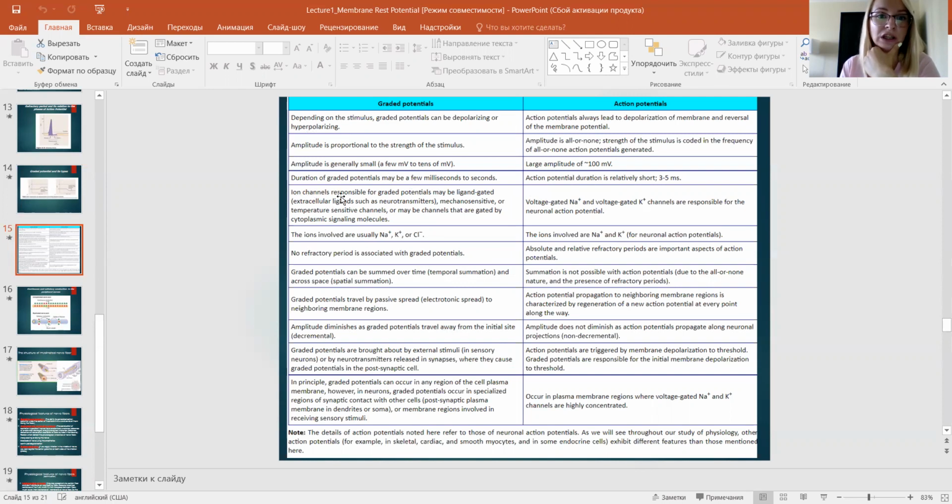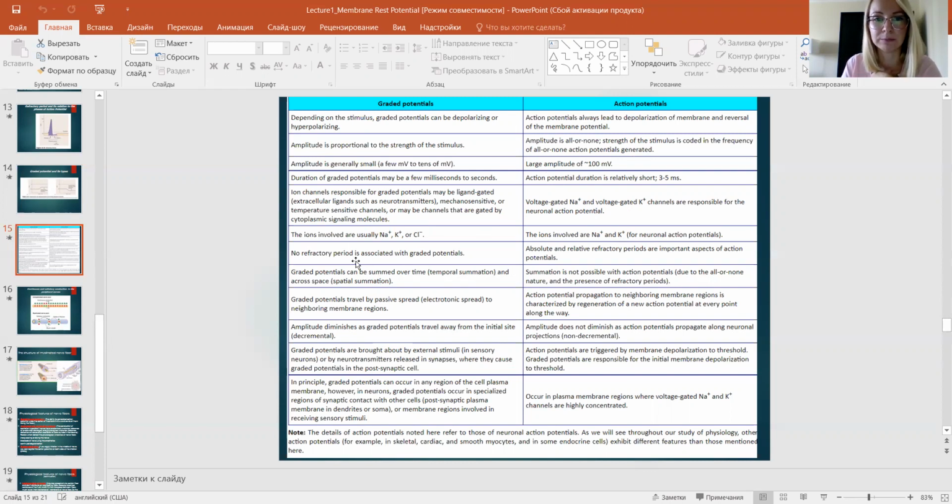And the ionic channels responsible for graded potential may be ligand-gated. Extracellular ligands such as neurotransmitters, mechanosensitive or temperature-sensitive channels, or maybe channels that are gated by cytoplasmic signaling molecules. In case of action potential, voltage-gated sodium and voltage-gated potassium channels are responsible for neuronal action potential. In case of graded potentials, there are no refractory periods. In action potential, we have absolute and relative refractory periods.